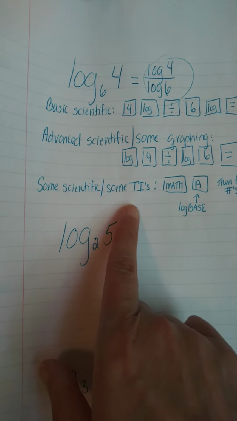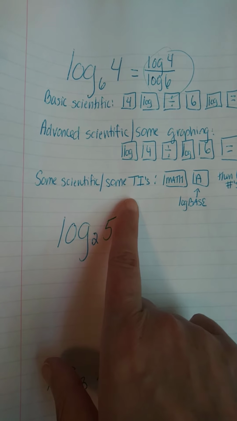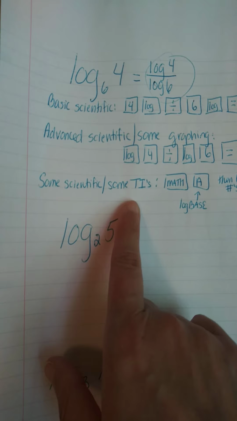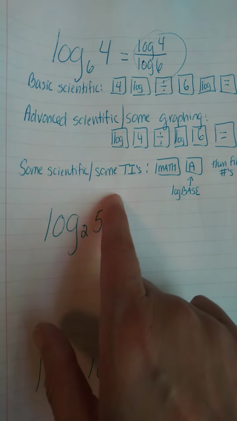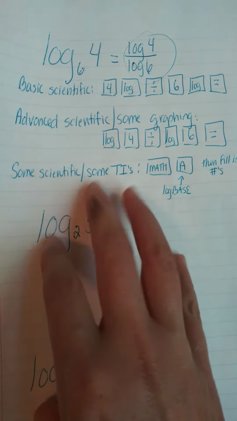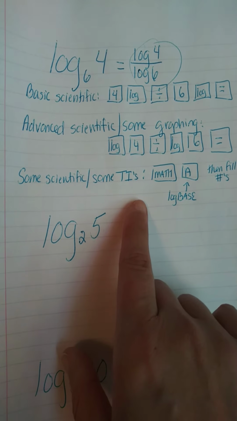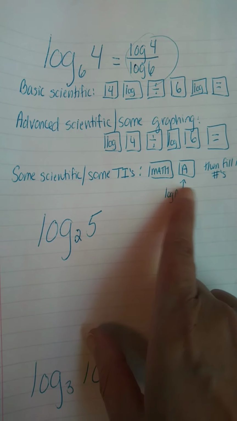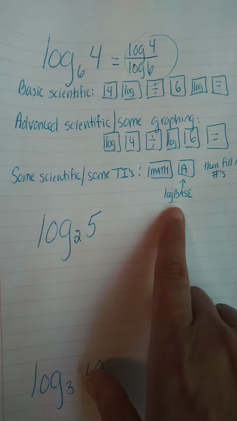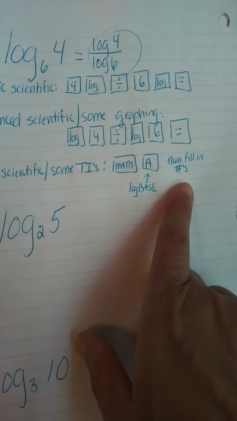Now, the last one is some scientific and some TIs. I do have a scientific that does this. Some TIs do. If you have an older TI, that probably won't, but the newer TIs will, and some scientifics will. So you really need to just figure out your calculator and what your calculator does. On the TI, I'm going to show you how to find it. You're going to press the math button, then go to option A, which will say log base. When you do that, it'll be pretty obvious what you do.